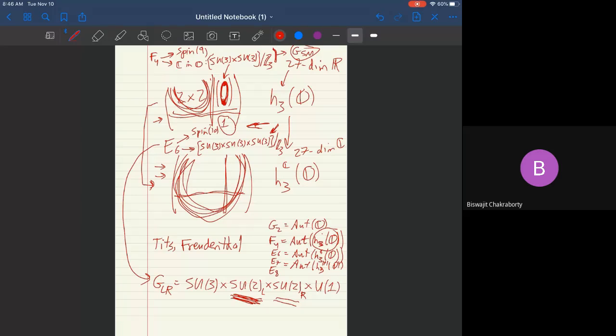a doublet under SU2. Now, the right-handed particles in the standard model also seem to form pairs like that. There's the up right and the down right, and the neutrino right and E right. They seem to form analogous pairs, but in the standard model, there's no SU2 force connecting them. But in the left-right extended model, there is.